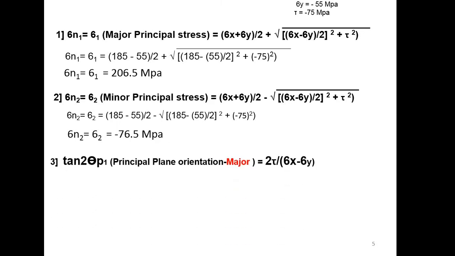Now third, we need to find out the principal plane orientation, or we can say location of the principal plane. There are two principal planes, one is a major principal plane and another is a minor principal plane. So here first, tan 2 theta p1 we are using to find out the major principal plane orientation. The formula for that is 2 tau divided by (sigma x minus sigma y). Now we know the values, just put the values, and we'll get the value for theta p1, that angle is minus 16 degree.